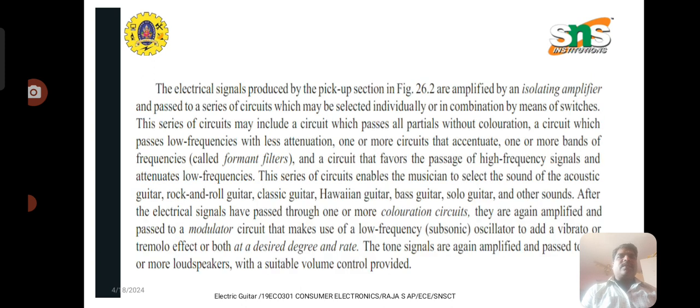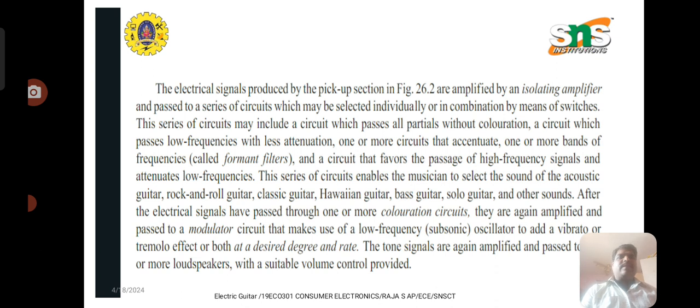The electric signals produced by the pickup section in the previous figure are amplified by an isolating amplifier and passed to a series of circuits which may be selected individually or in combination by means of switches. The series of circuits may include a circuit which passes all partials without attenuation, a circuit which passes low frequencies with less attenuation, one or more circuits that attenuate one or more bands of frequency, and a circuit that favors passage of high frequency signals and attenuates low frequencies. So these oscillators and guitars produce a sound of a more desired degree and higher output rate.